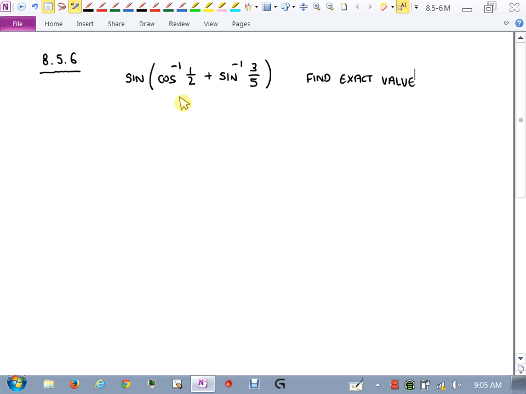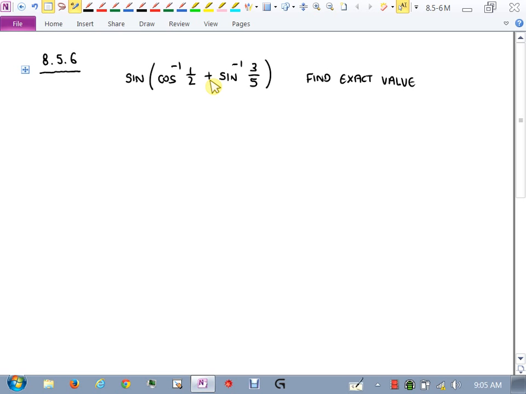We've never seen anything like this. We've seen a sine together with a sine inverse, and that was it. But we've never seen sine, and then inside of that, the argument being two inverse trig functions. They're not even the same inverse trig functions, and they're being added together, right? We have not seen this. But this section had to do with the sum and difference formulas, didn't it?